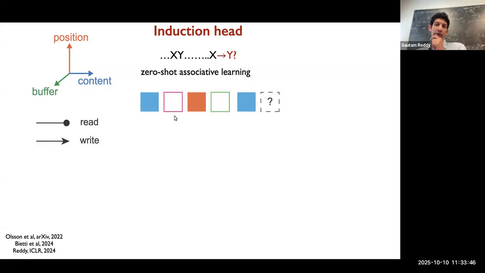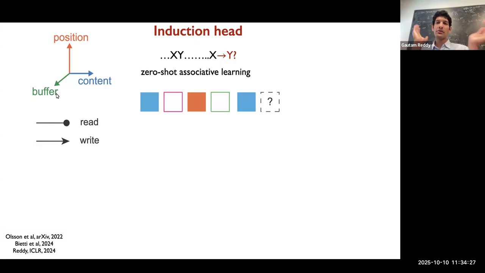So this is a case where you have just five tokens: blue, pink, orange, green, and blue again. And the model is supposed to predict pink, so it's similar to the task that we have. The way to think about an induction head is that you imagine each token as having three different axes: a position, which tells you the position of the token in the sentence; content, which is in this case just blue; and a buffer. A buffer is like a place where you can store memory. It's a subspace. These are all vectors, and you can think of these as different subspaces in your representation.